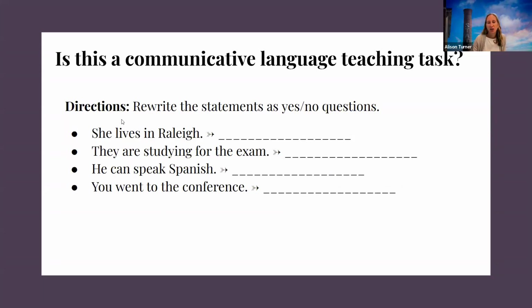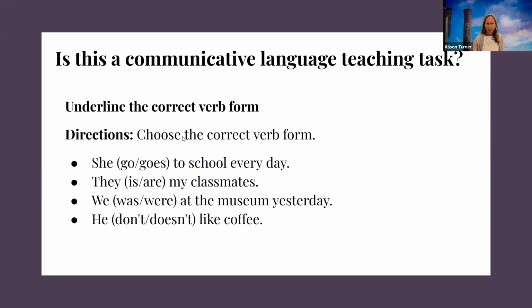Okay. How about this one? Rewrite the statements as yes, no questions. She lives in Raleigh. So the question would be, does she live in Raleigh? Yes or no, right? They are studying for the exam. Are they studying for the exam? He can speak Spanish. Can he speak Spanish? So, changing the word order so that there is a question. What do you think? Communicative language teaching task? No. Right. I hope you said no.